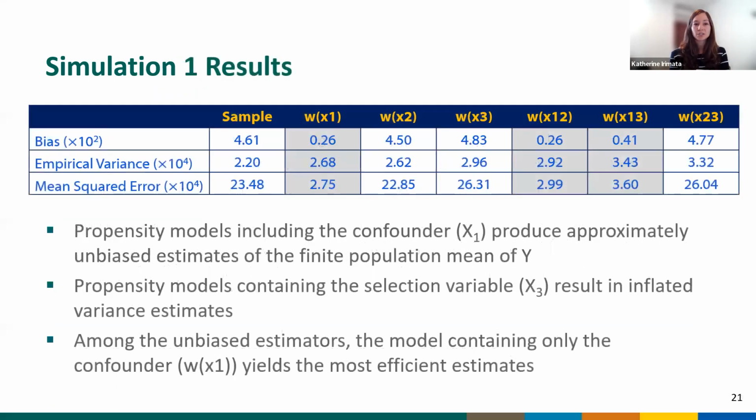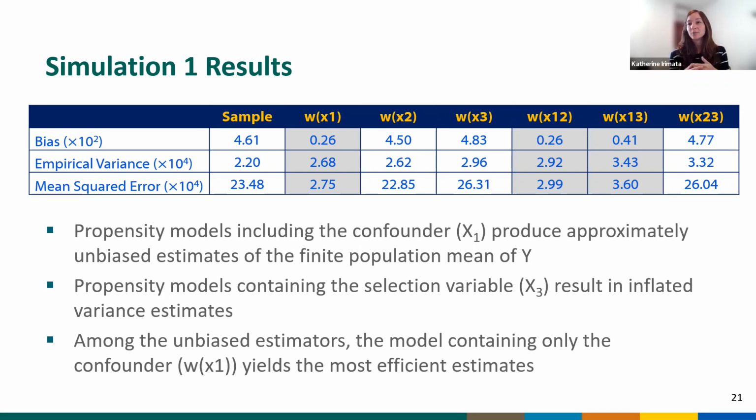The first simulation looks at the basic case where we don't have any correlation between the covariates. The table here shows the results from the first simulation. We have the bias, empirical variance, and mean squared error reported in the rows, and across the top are the different propensity score models that were fit. The first one, the sample, is just the mean from our target sample, which in this case is a nonprobability sample, so it's just the unweighted mean from our data. And then we're comparing that to our reference survey.